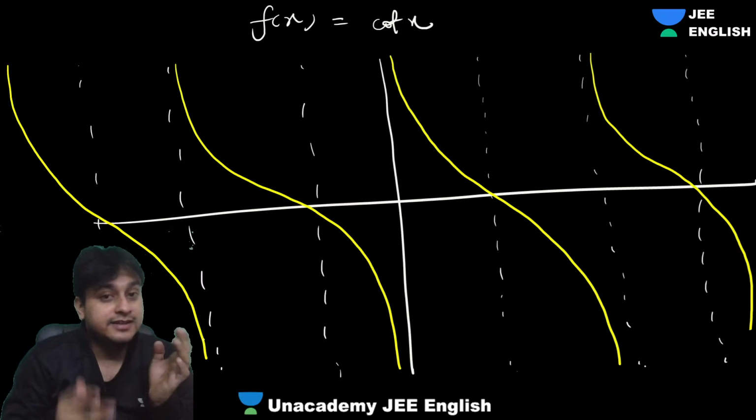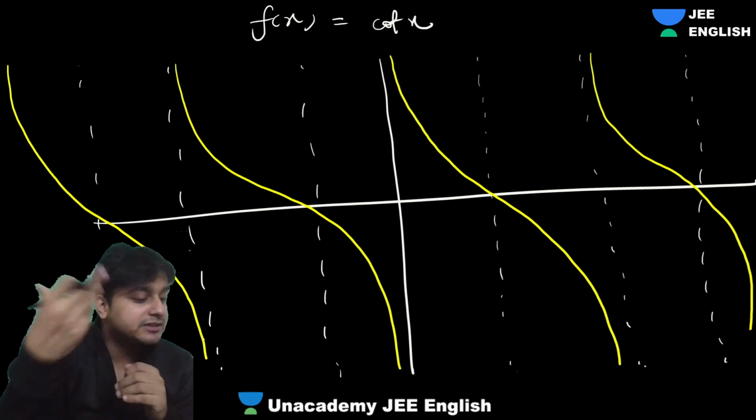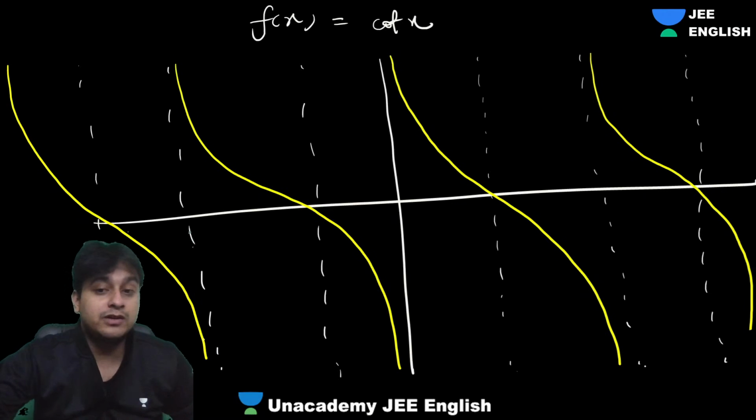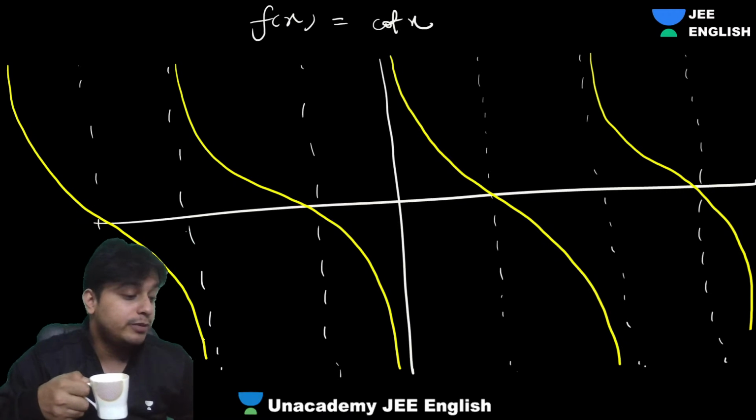No shortcuts, guys. That's the reason why I'm explaining cot x, then I'm explaining that part. But you have to work hard. You have to watch the lectures on trigonometry. Then only inverse and all, then only you will be able to understand.